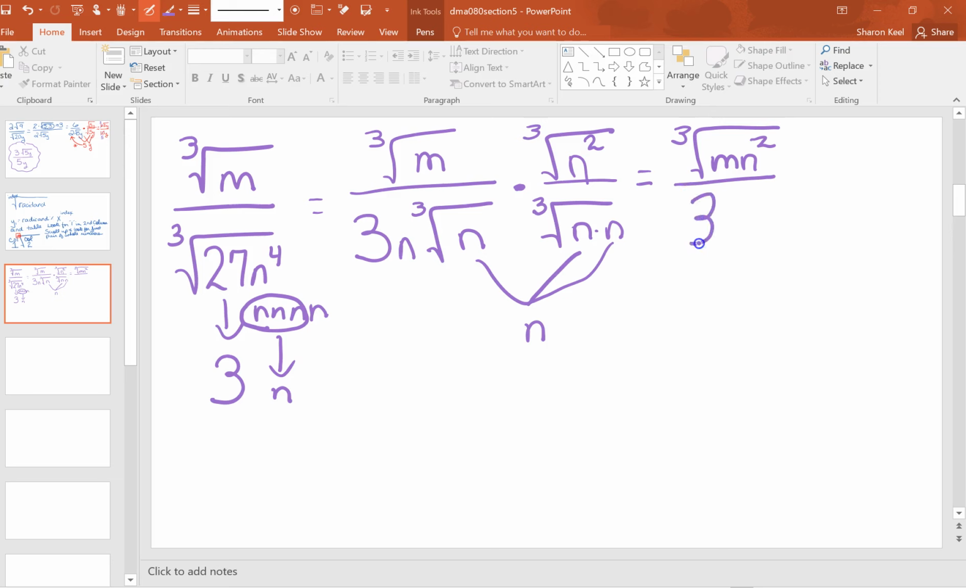In the denominator, the 3 came out, 1 n came out, and when I add this second n, that now makes that n squared. And at this point, I'm finished. There is no more simplifying that I can do.